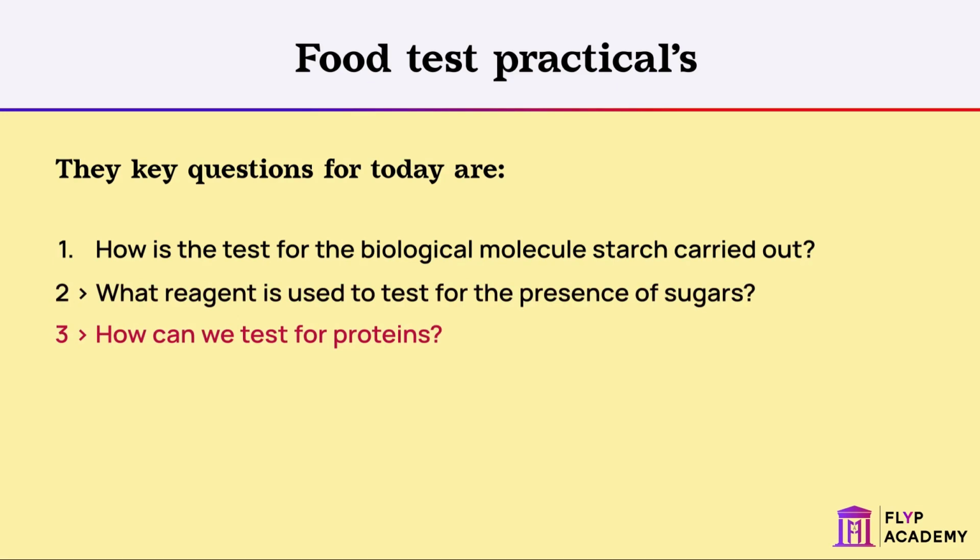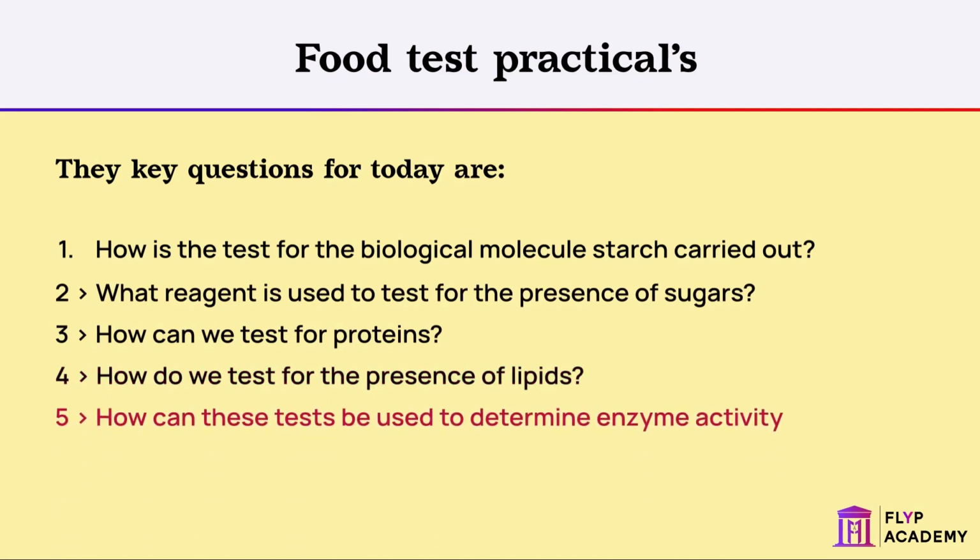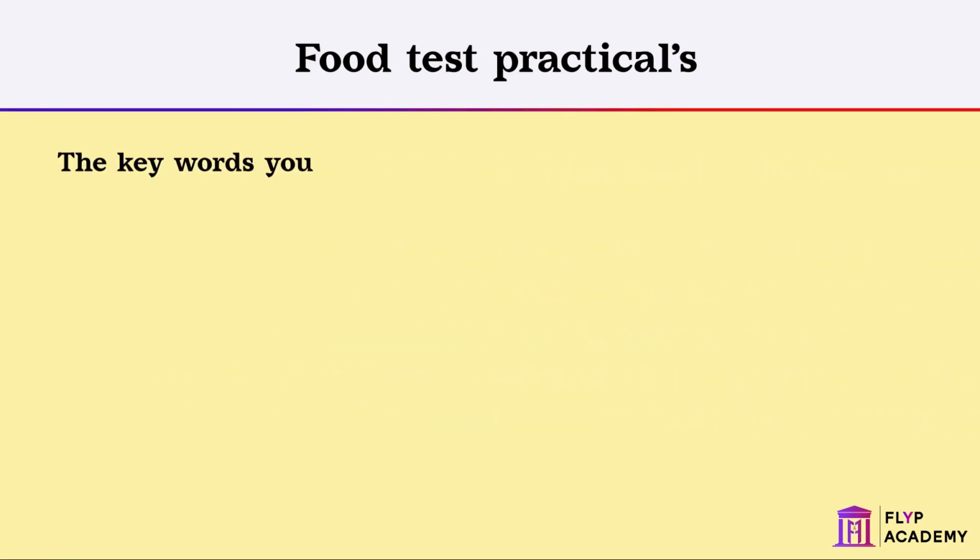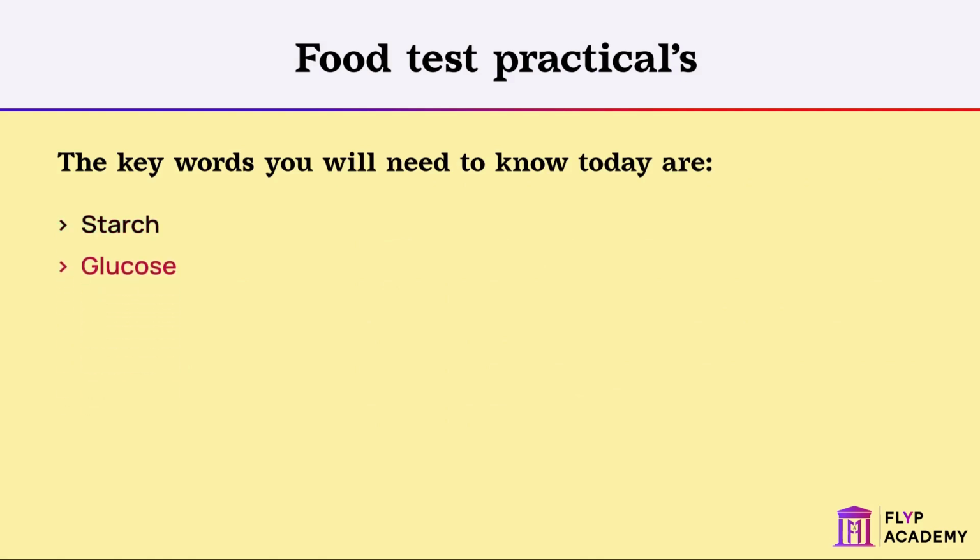3. How can we test for proteins? 4. How do we test for the presence of lipids? 5. How can these tests be used to determine enzyme activity? The key words you will need to know are starch, glucose, Benedict's solution, biuret reagent, iodine.